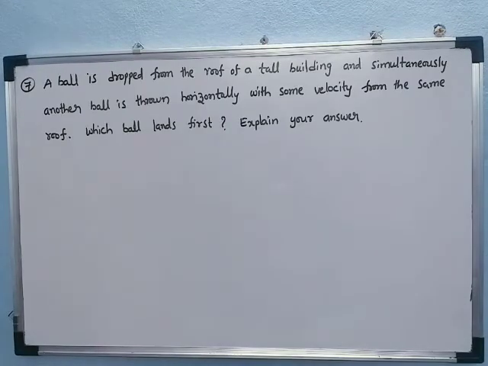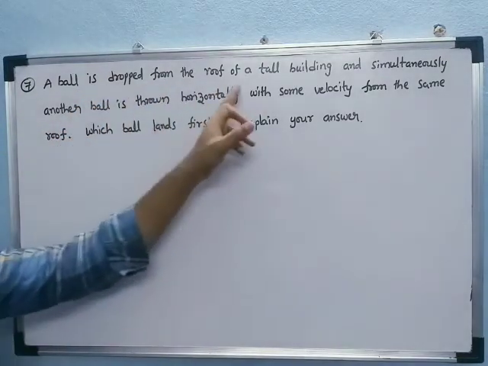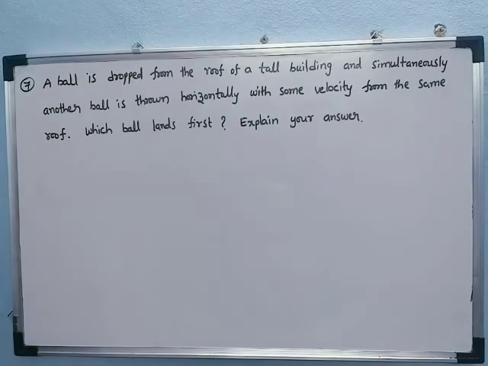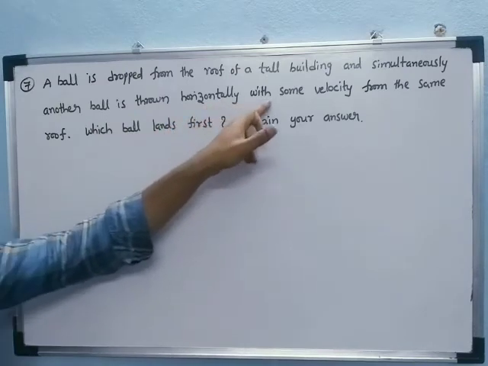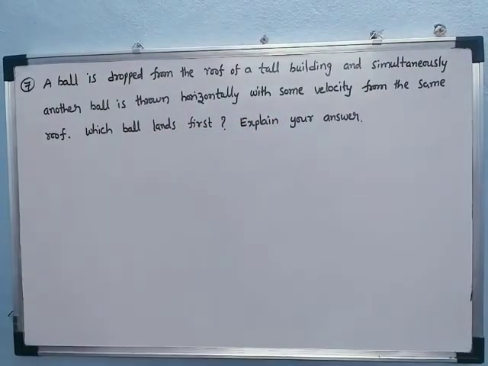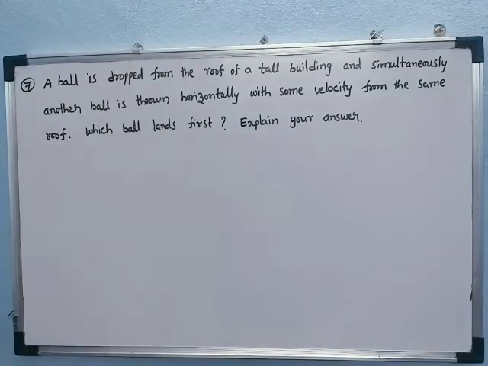So the next question: a ball is dropped from the roof of a tall building and simultaneously another ball is thrown horizontally with some velocity from the same roof. Which ball lands first? Explain your answer. See here, the first word is given.